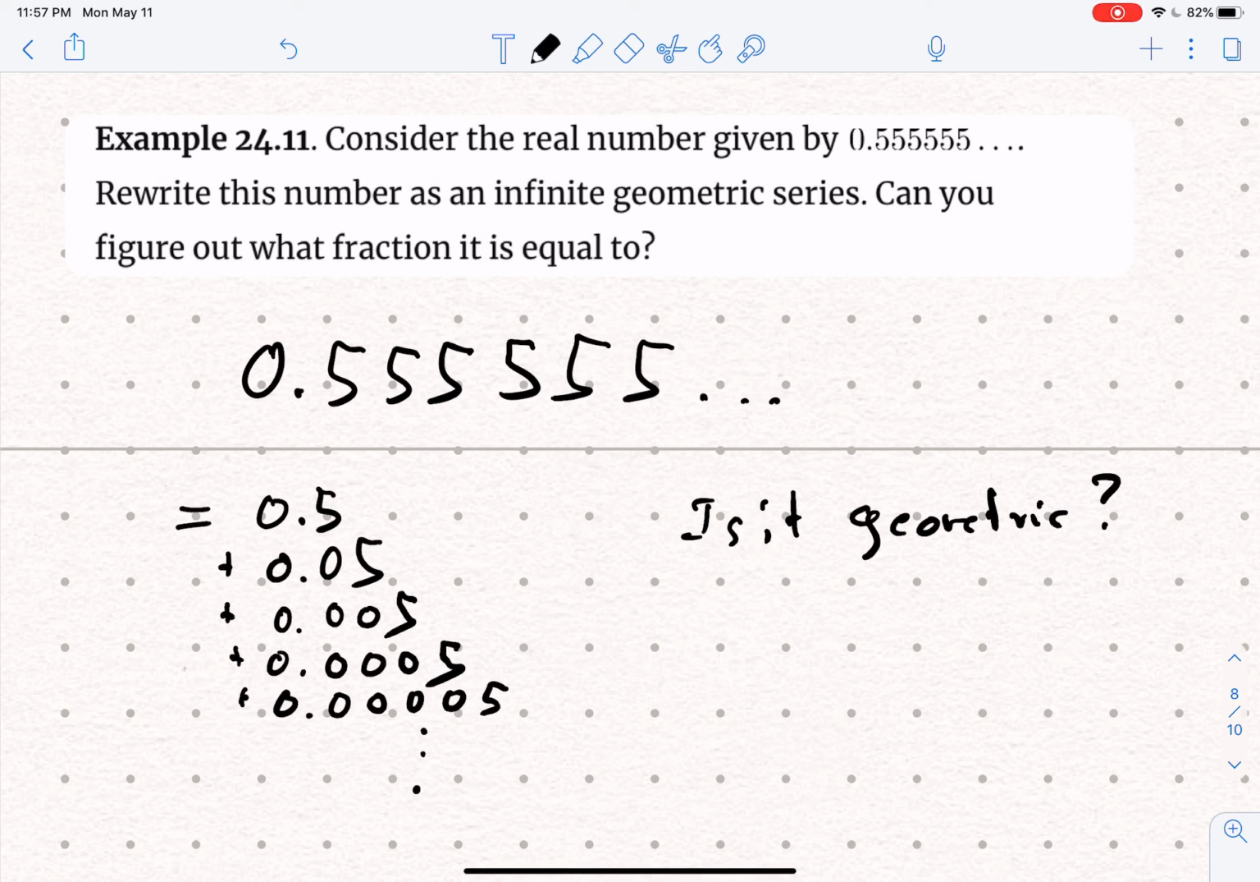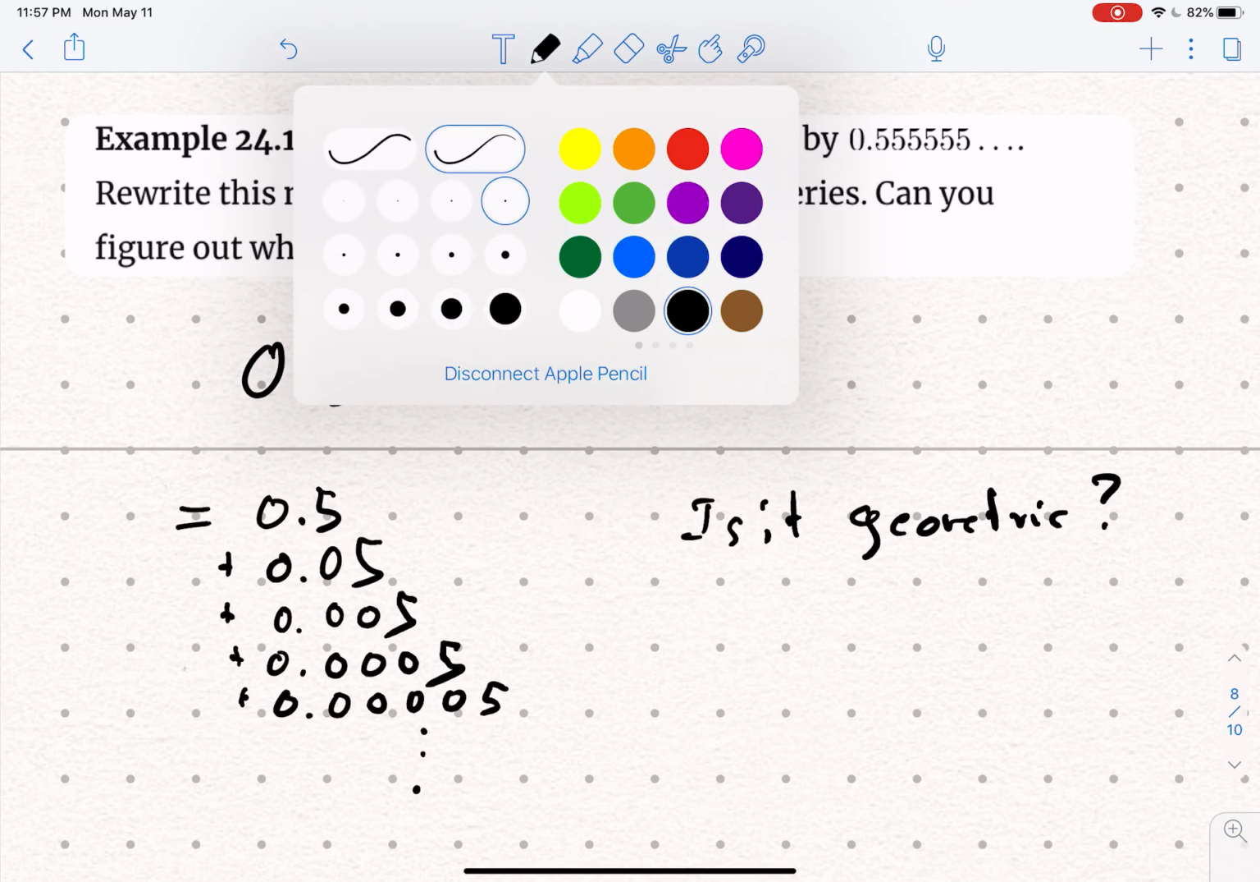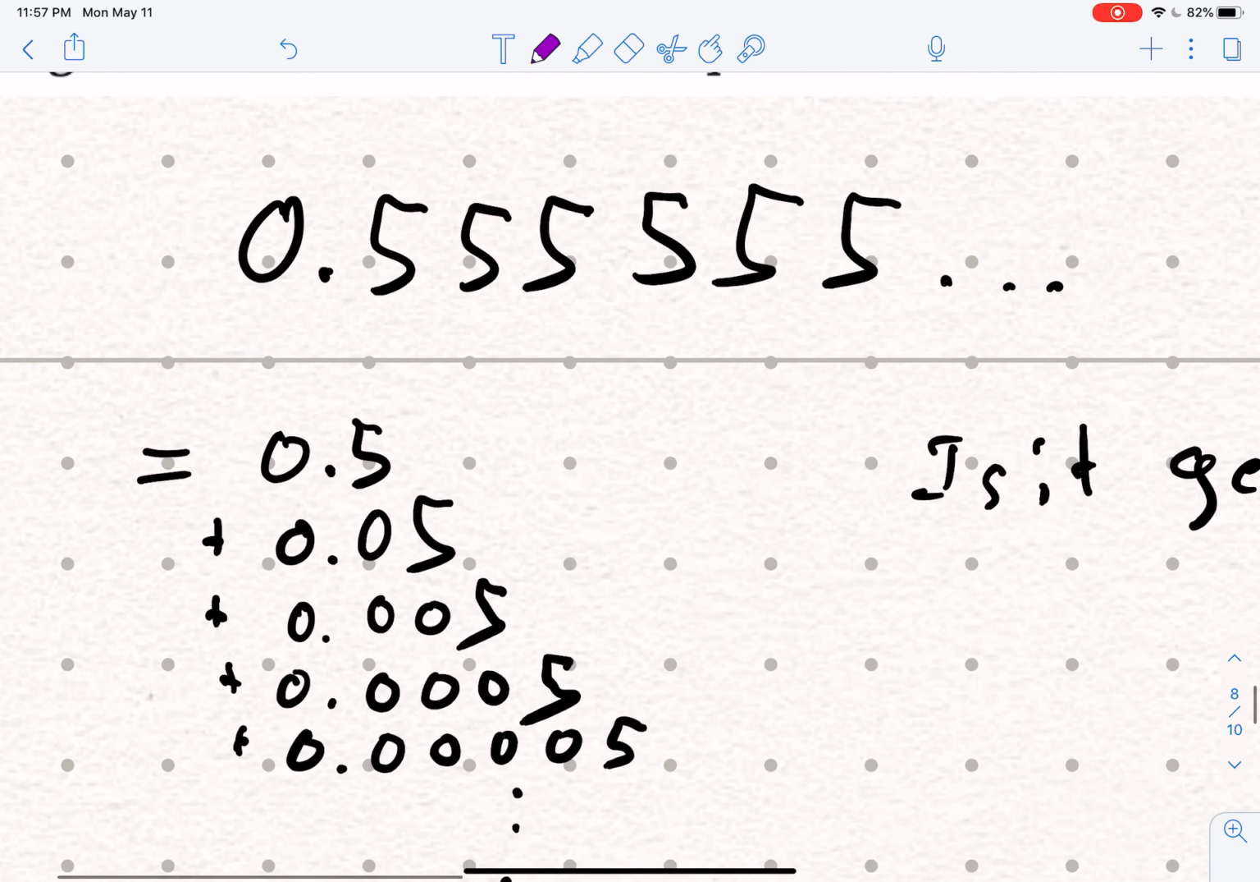Well, let's look at the terms and think about what do we have to multiply by to get from each term to the next. So to take the first term, 0.5, and we want to get 0.05, you can see that we just have to shift the decimal over, and this can be done by dividing by 10 or by multiplying by 1/10. So to get from there to there, we multiply by 1/10. Similarly, from 0.05 to 0.005, we multiply by 1/10. And from 0.005 to get to 0.0005, we multiply by 1/10, etc. Now, that shows this is a geometric series.